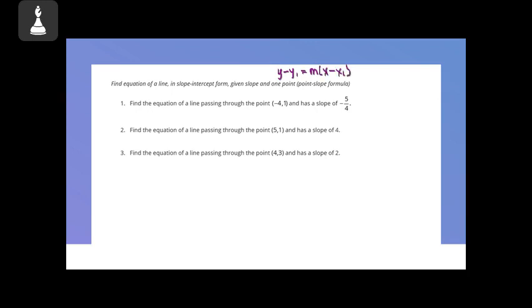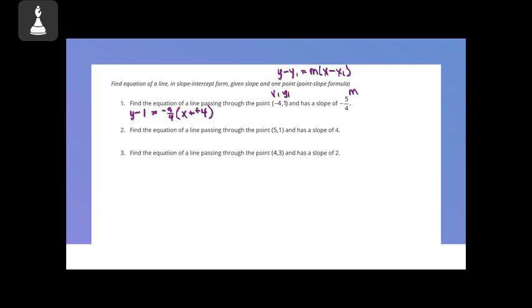So find the equation of the line passing through the point negative 4, 1. So there's your x1 and your y1 with a slope of negative 5/4. So there's my slope. There's my m. So I'm going to fill in what I have. y minus y1, which is 1, equals m, which is negative 5/4, open parentheses, x minus x1, which is negative 4. So the first thing I see, minus a negative, I'm going to turn that to plus. This is my point slope form.